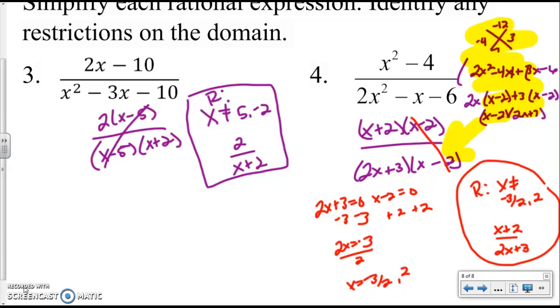Be careful when you're finding restrictions here. I showed the work because you actually do have a fraction for your restriction. Make sure you subtract 3 and then divide by 2, so you get negative 3 halves. Second one's easy. You just add 2 to both sides. And then cancel to get x plus 2 over 2x plus 3.